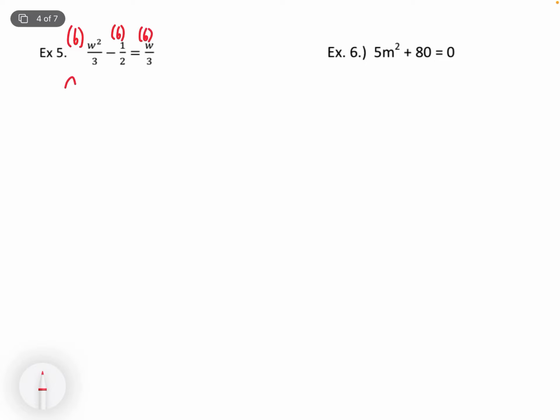So that would leave me with 2w squared minus 3 equals 2w. And now I can make it 2w squared minus 2w minus 3 equals 0. So with that, you can't factor this. You're going to end up with a weird number. So what we'll do is we'll do the quadratic formula.